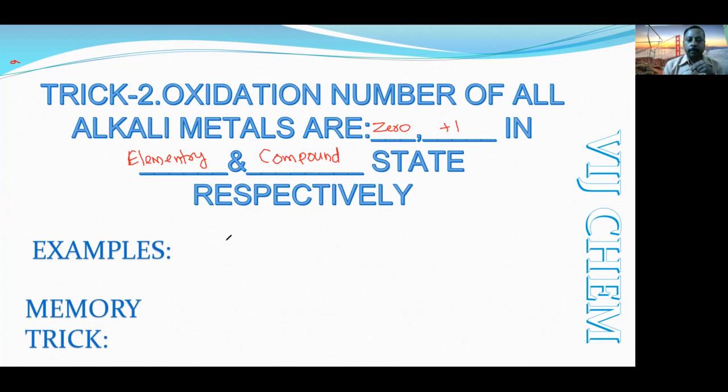Oxidation number of all alkali metals are 0 and +1 in elementary and compound state respectively. Suppose I write sodium, the oxidation number will be 0. But as soon as it comes as sodium chloride, it is in the compound state. Now its oxidation number will be +1.